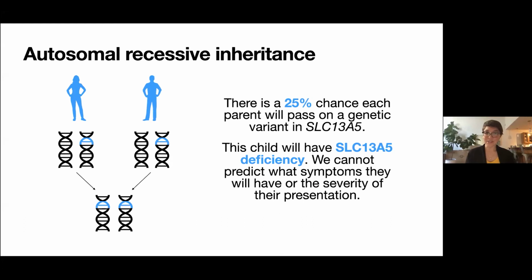And then the last scenario is that there is a 25% chance that each parent passes on a genetic variant in the SLC13A5 gene, which you're seeing here. In this case, that child would have SLC13A5 deficiency, and we would expect that they will develop symptoms of that condition. But one thing we always say is that it's hard for us in many cases to predict what exactly those symptoms are going to be and how severe those symptoms will be. We know that many genetic conditions exist on a spectrum, and we're still trying to learn what defines those spectrums.